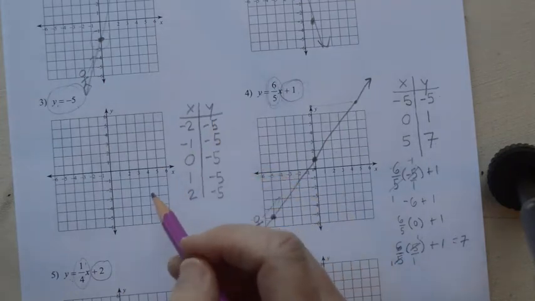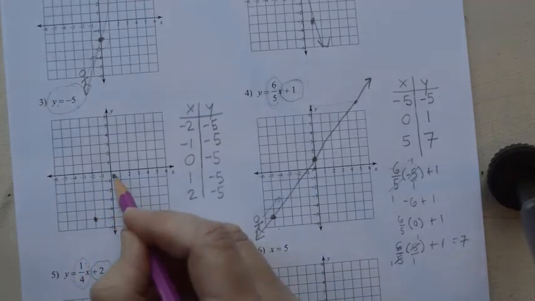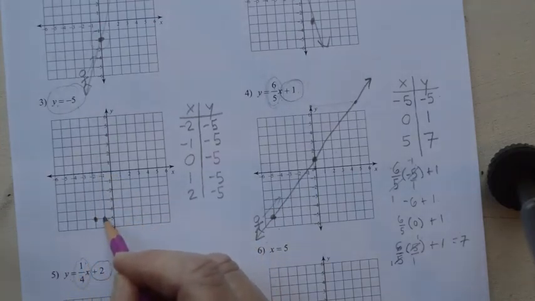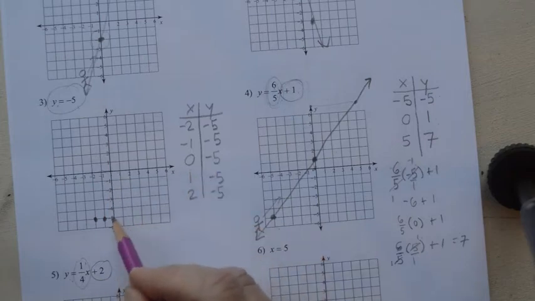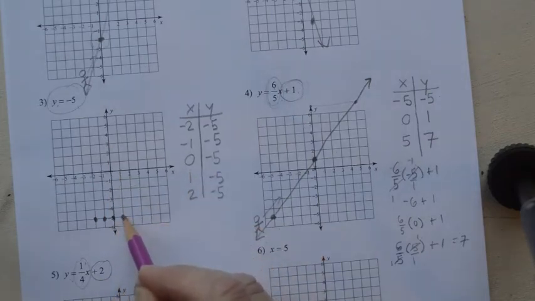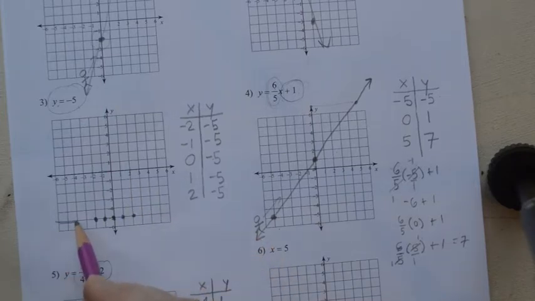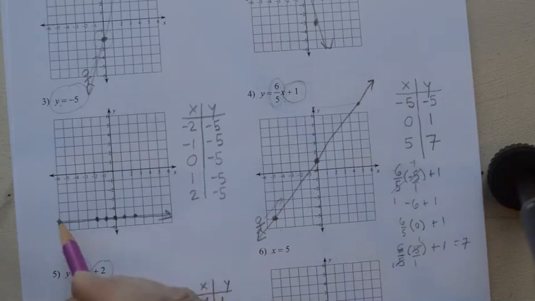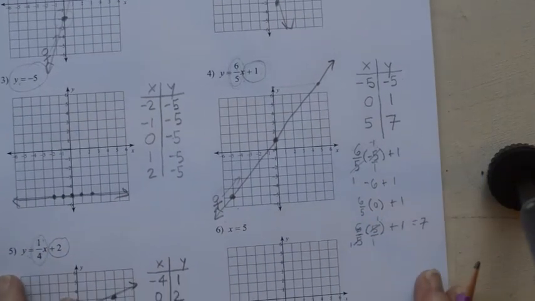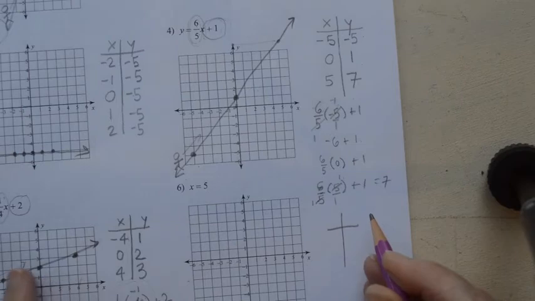So let's plot these. Here we go, -2, -5. Here we go, -1, -5. This says go 0, -5. This says go 1, -5. This says go 2, -5. Notice that they're all still in a line, but that's a horizontal line. And then this last one right here, x equals 5, same thing.